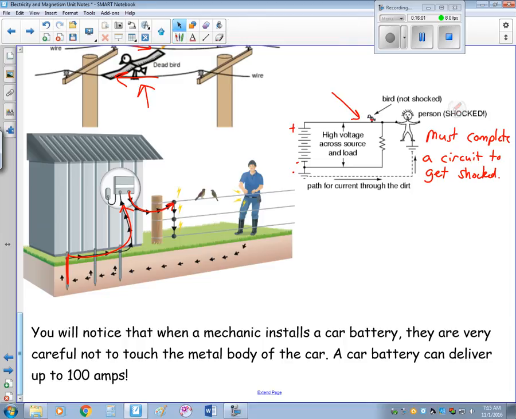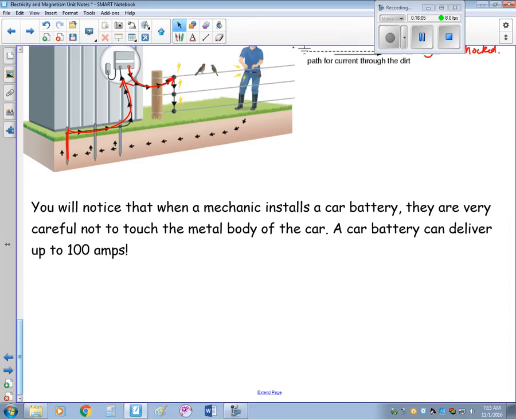So, something else you may notice, mechanics, when they install a car battery, they are very careful not to touch the metal part of the car. And that's because generally the electronics in a car are grounded to the metal body of the car. A car battery itself can deliver up to 100 amps, and that's quite a lot.